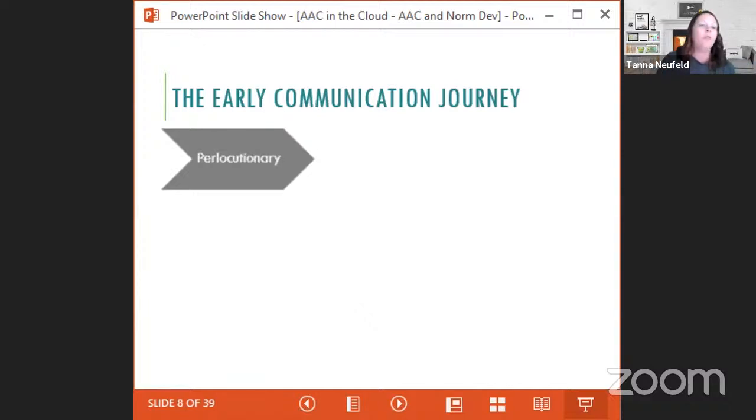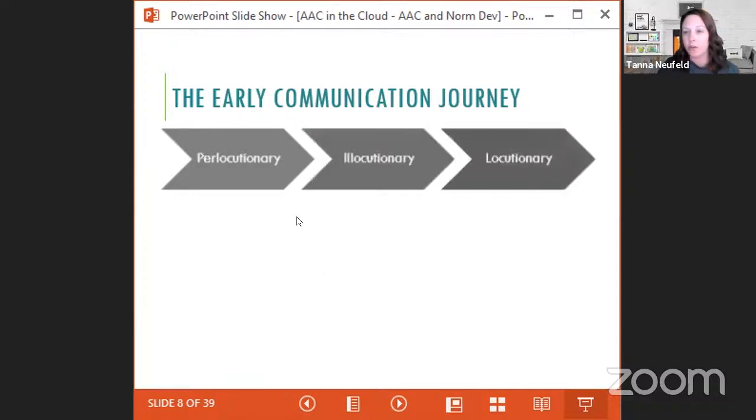If we're talking about the Bates model, which is a model I use a lot in my teaching with graduate students, and one that I really focus on a lot in my practice with those emerging communicators, which we're going to discuss in a minute, we're going to think about a communication journey in terms of perlocutionary, which is pre-intentional, and then it moves through illocutionary and locutionary.